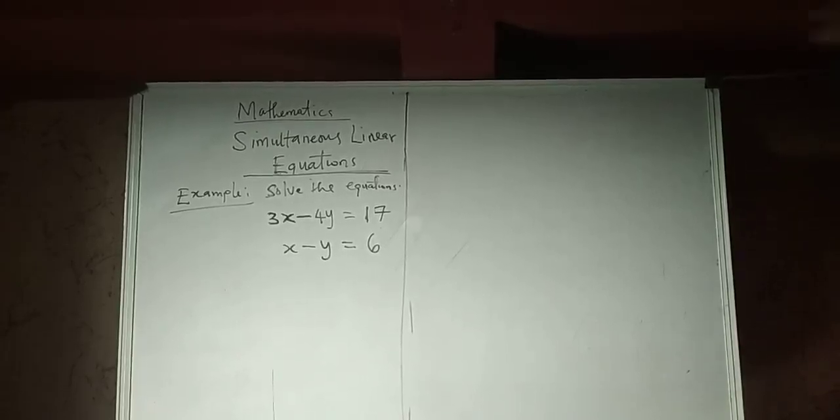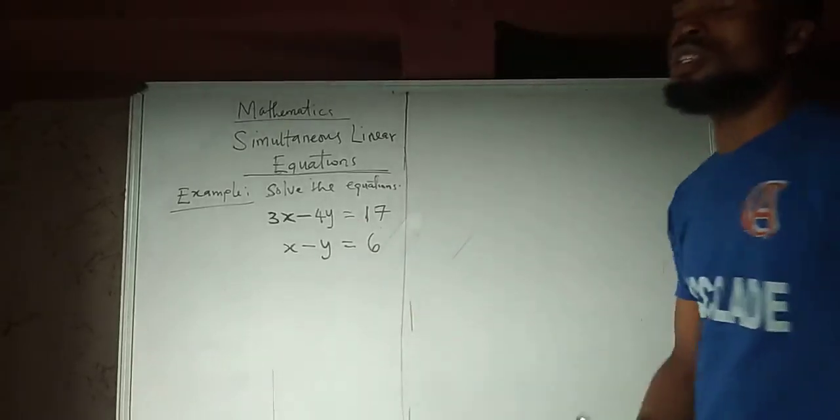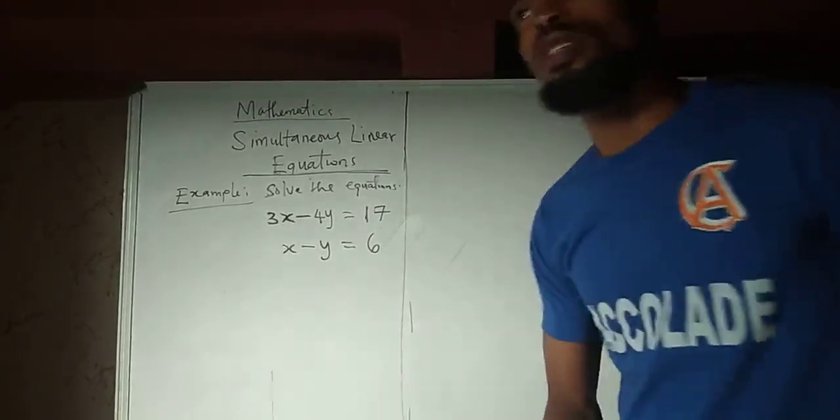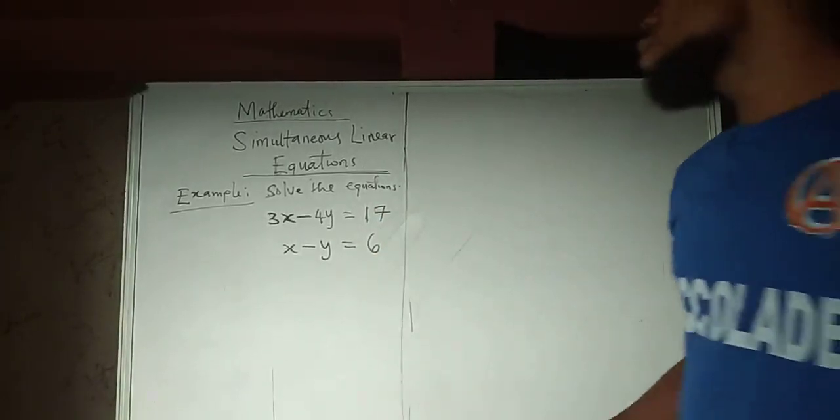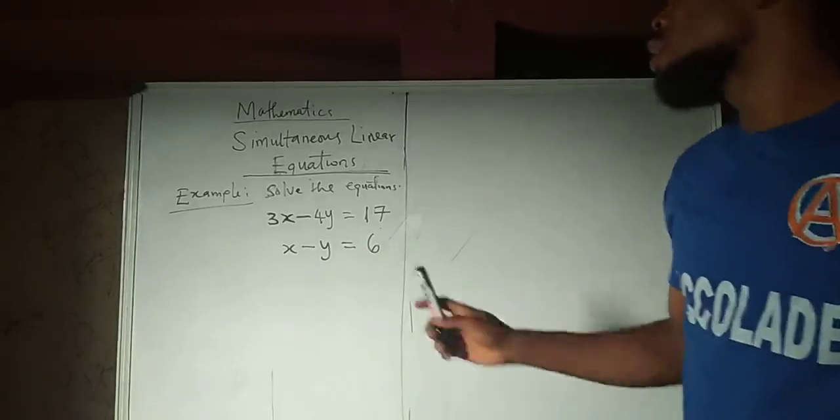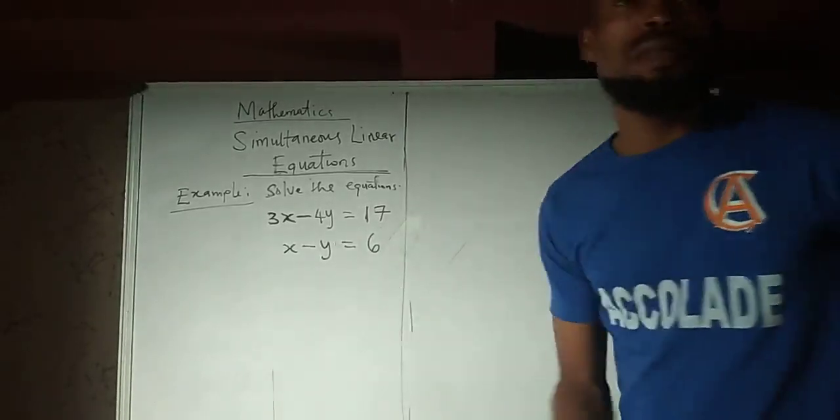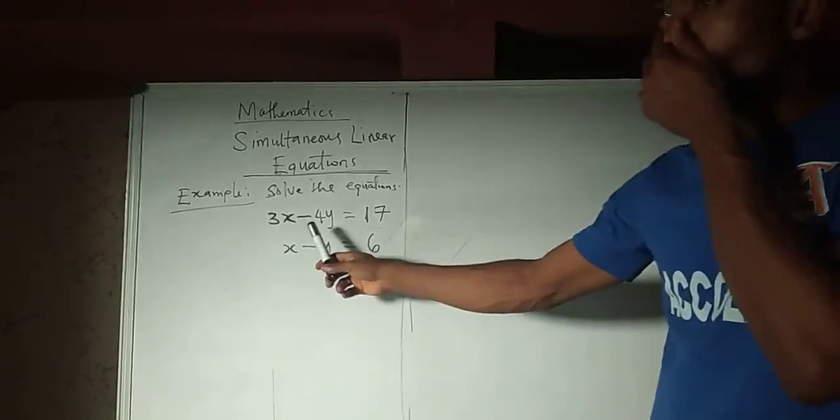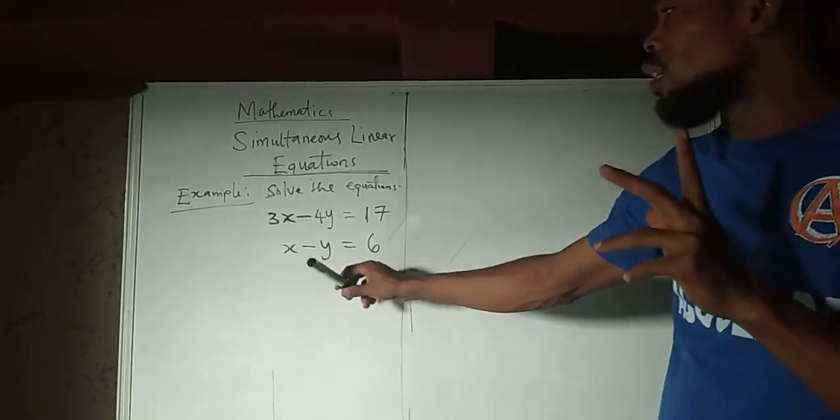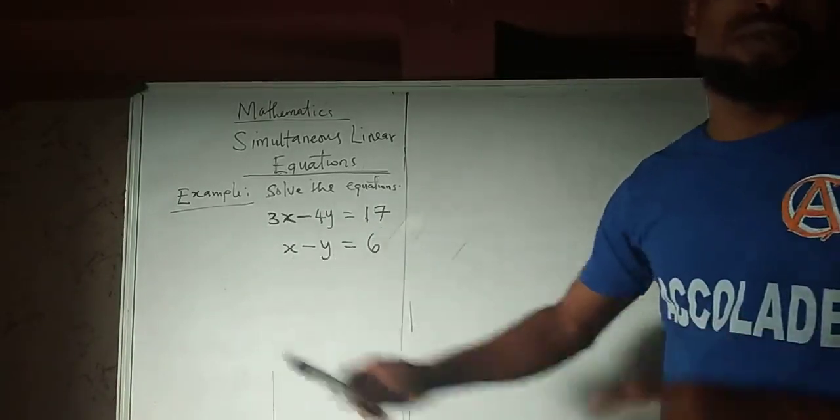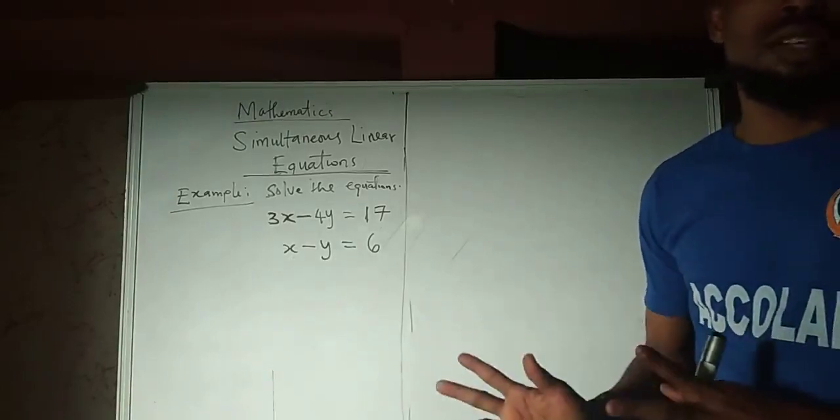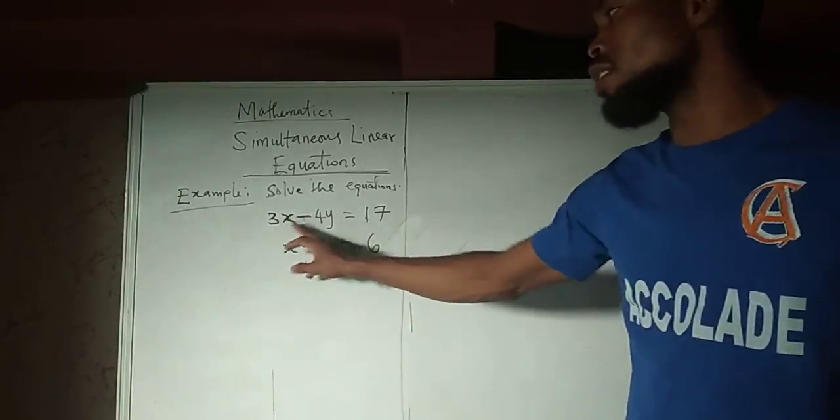Okay guys, this is also a simultaneous equation. They say we should solve this pair of equations simultaneously. Now, I want to draw your attention to something. When you have simultaneous equations to solve, you always have two variables in which you're going to look for the answer. You have two variables like x and y.